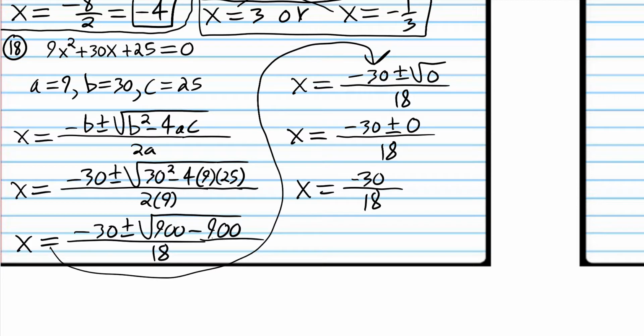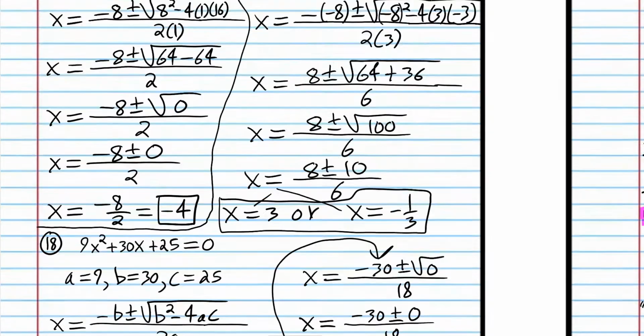And then that reduces to, let's see, I think 6 goes into both those, so divide both by 6, and you get -5 over 3. And that is the final answer. Okay, so let's go on to the next problem.